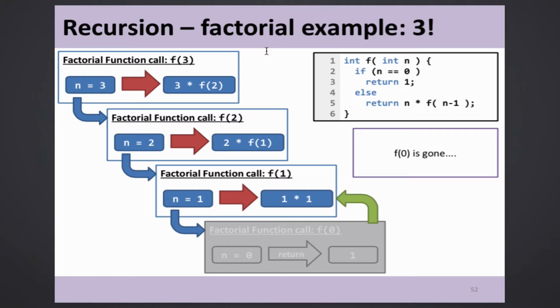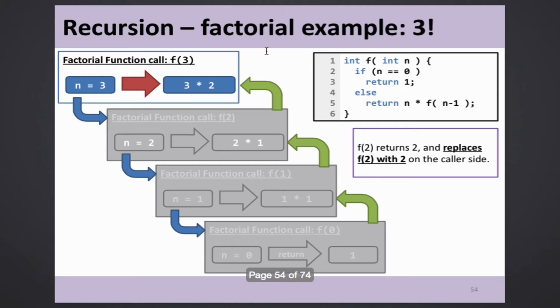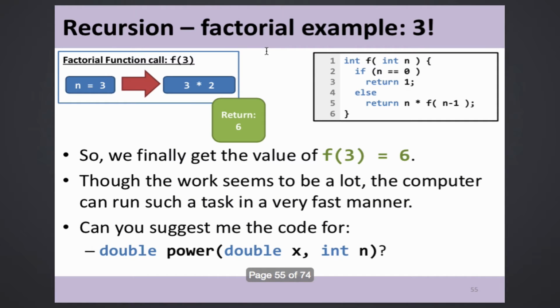So in this layer, 1 times 1, I will return 1 to the upper layer, and it basically means that f1 is equal to 1. So it becomes 2 times 1. And then return 2, 3 times 2, and eventually give me 3 factorial equal to 6.